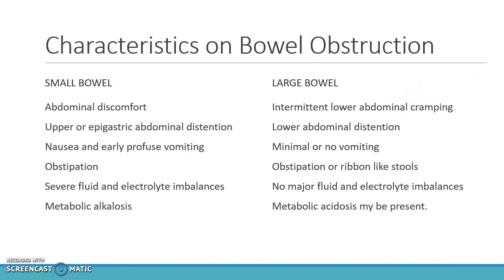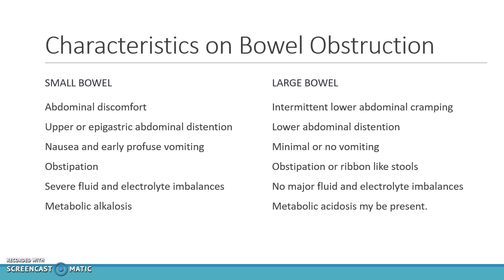Characteristics of bowel obstructions: for the small bowel, it's abdominal discomfort, upper and or epigastric abdominal distension, and so you can tell that that's in the small bowel because it's higher, right? Nausea and early profuse vomiting of malodorous emesis, which would be fecal material in that vomit. Obstipation, which is severe or complete constipation. Severe fluid and electrolyte imbalances, and metabolic alkalosis.